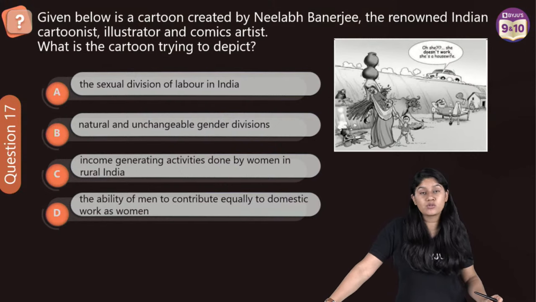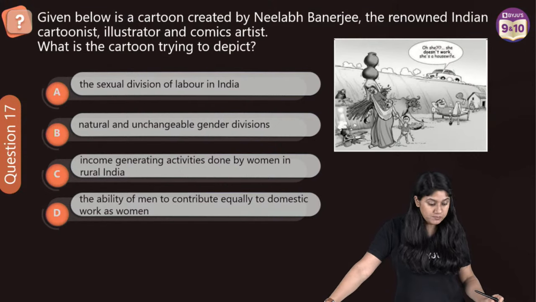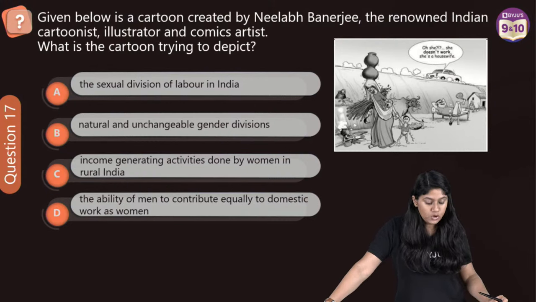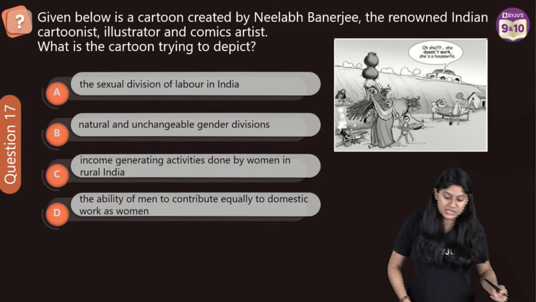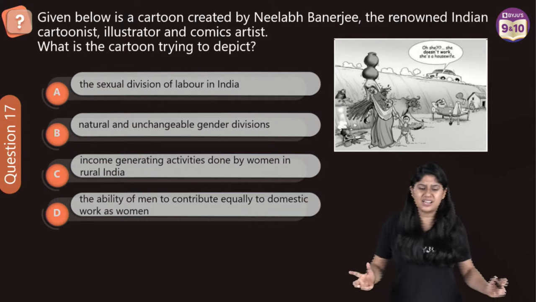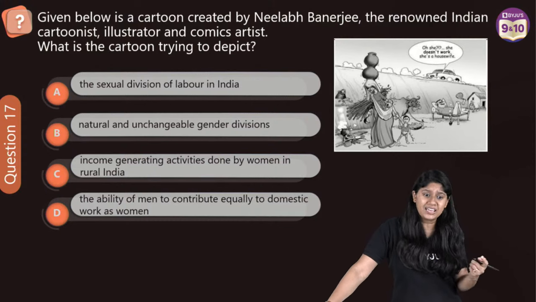Option A, the sexual division of labor in India. Option B, natural and unchangeable gender division. Option C, income-generating activities done by women in rural India. Or option D, the ability of men to contribute equally to domestic work as women. Yes, everyone, what do you think will be the correct answer? Yes, the majority of you are giving me the correct answer, and that is option number A, right?